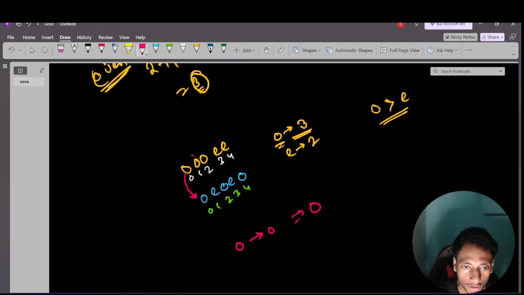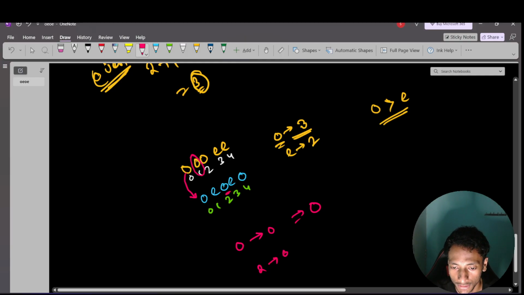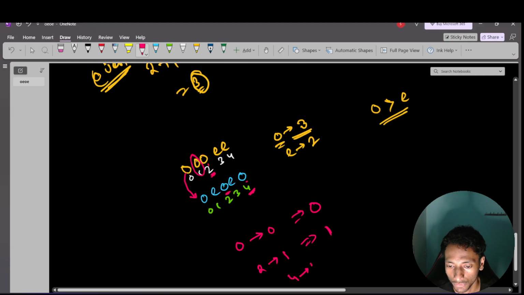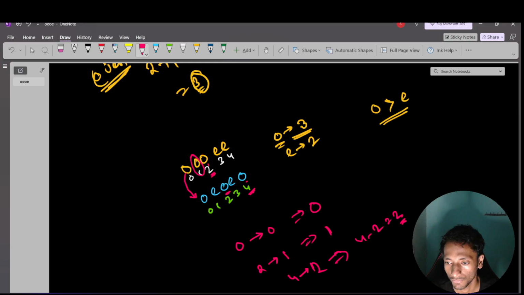Now next for odd, the current position is 1 and the target position is 2. So how many swaps are required? 1. Next, the current position is 2 and the target position is 4. So how many swaps are required? 4 minus 2, it is 2. Got it? Now how many total swaps are required here? 0 plus 1 plus 2. This is 3. Got it?